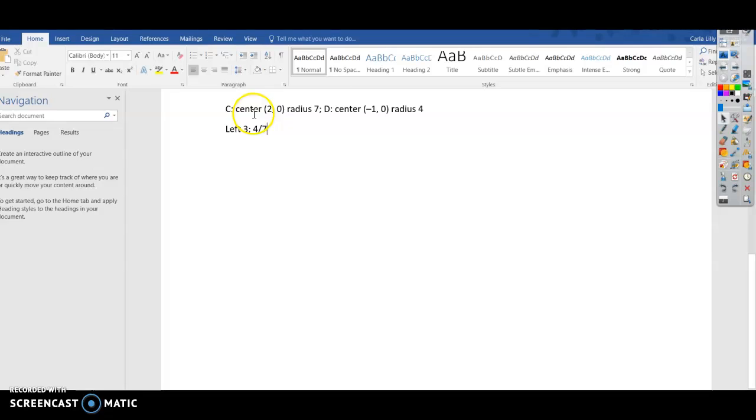Okay, so we move the center to the center of the second circle, and we do the dilation to get the circumference the same as well.